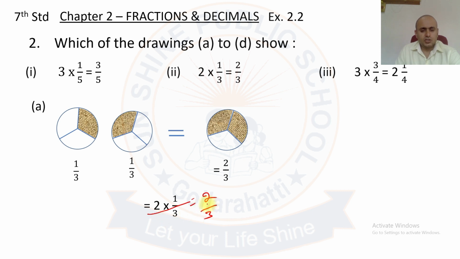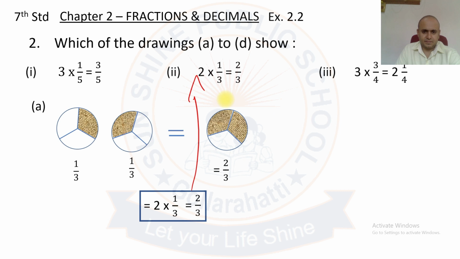So it gives us 2 by 3 ಅಂತ ಬರುತ್ತೆ multiply ಮಾಡಿದಾಗ. So the answer ಕೂಡ ನಮಗೆ ಸೇಮ್ ಬರುತ್ತೆ is equal to 2 by 3. Therefore the answer is 2 into 1 by 3 is equal to 2 by 3. Therefore this picture represents the number second question.